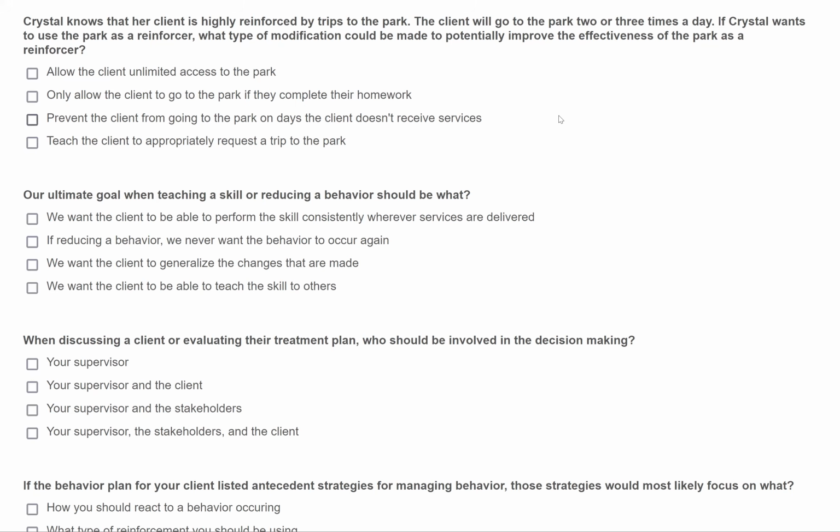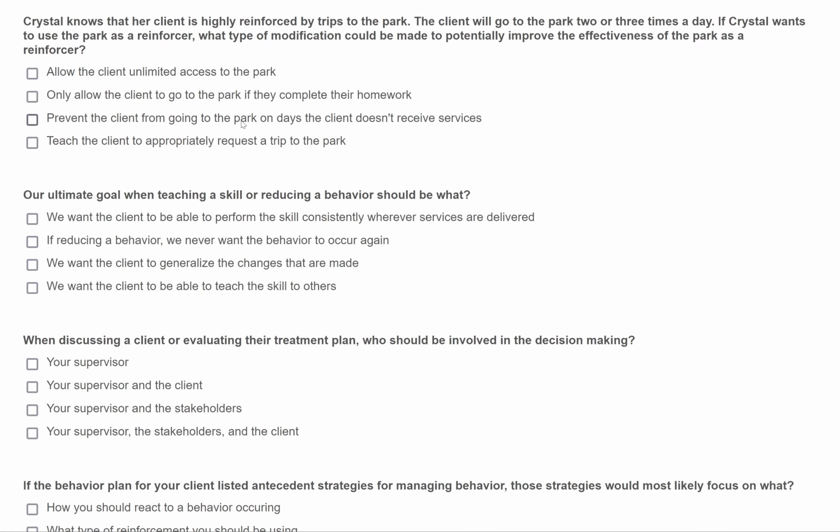B, only allow the client to go to the park if they complete their homework. Well, we're not using it yet as a contingency, right? We're not making this contingent. Okay, we want to use it, but we want to make it improved as a reinforcer. Okay, so B is kind of jumping the gun a little bit.